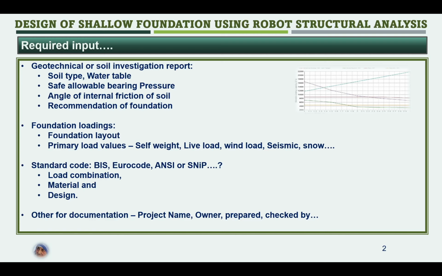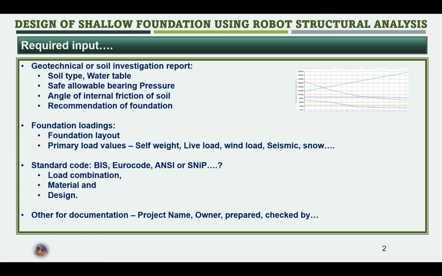Next, under foundation loadings is primary load values. What loads are to be applied on the foundation? Horizontal direction X and Y, vertical direction upward and downward, and moment about X and Y. So these are the primary loads which should be categorized under various load cases such as self weight, live load, wind load, seismic, or any other load such as temperature.